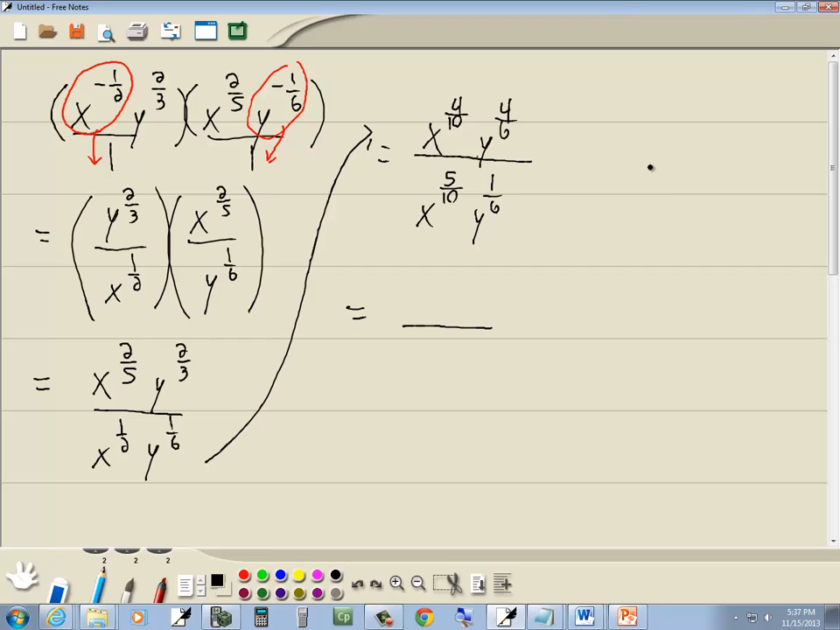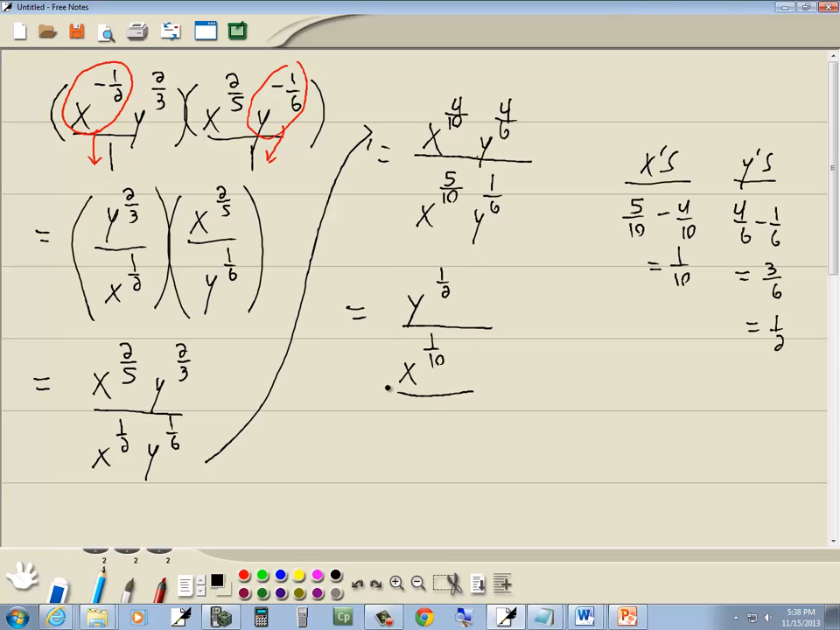We got x to a power over x to a power. So we're going to subtract a smaller exponent from a larger one. So we've got 5/10 minus 4/10, which gives us 1/10. So we'll have x to the 1/10 where our larger exponent was, which was down below. Now our y's. Again, we'll subtract a smaller exponent from a larger one. We've got 4/6 minus 1/6, which gives us 3/6, which gives us 1/2. So we're going to have y to the 1/2 where our larger exponent was, which is on top. And this would be our answer.